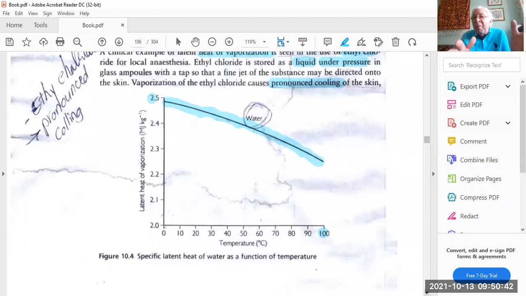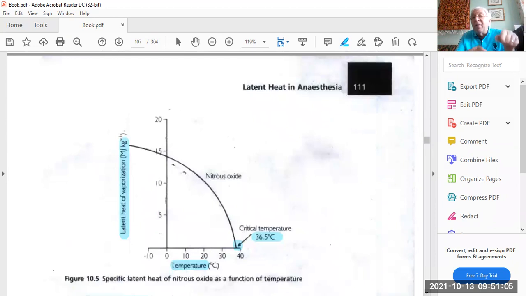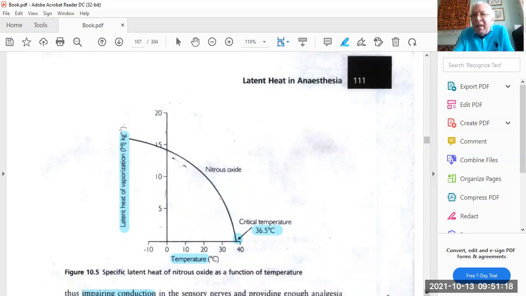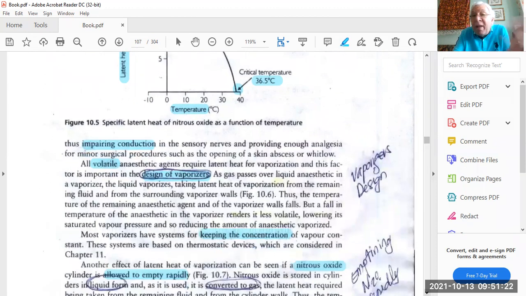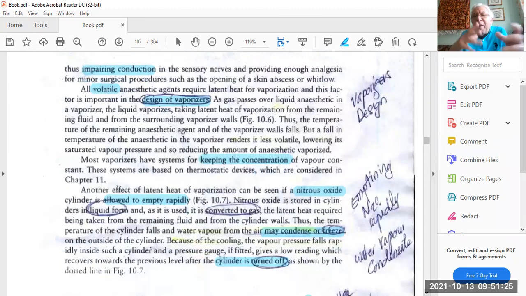As you can see from the figure above, this graph shows the relationship between temperature and latent heat. We can see that whenever the temperature increases, the latent heat required to shift from liquid to vapor decreases. On the other hand, this figure also shows nitrous oxide. Whenever nitrous oxide reaches 36.5 degrees, it doesn't need much heat to shift to a vapor, so we can say that the latent heat of nitrous oxide at this temperature is 0. Now we are talking about the design of vaporizers, and how to keep the concentration of vapor.